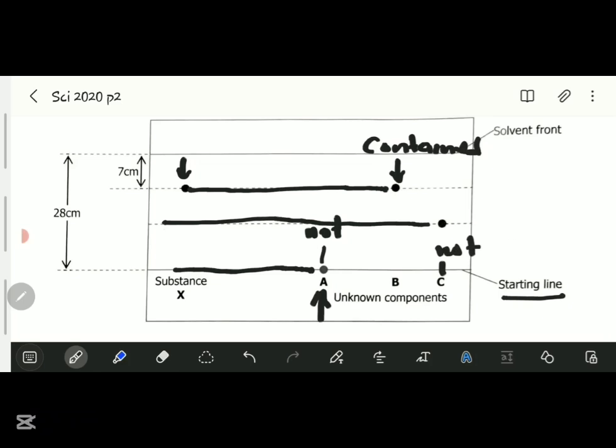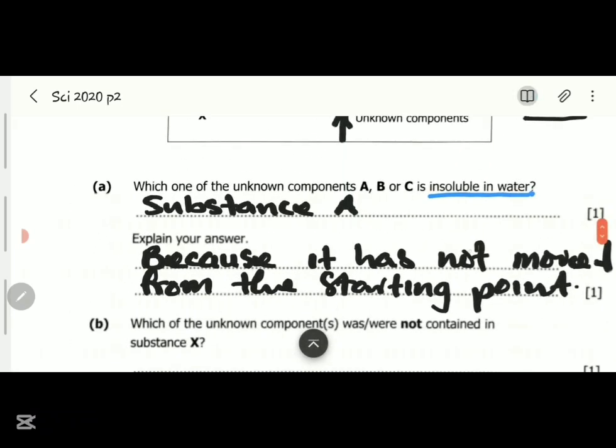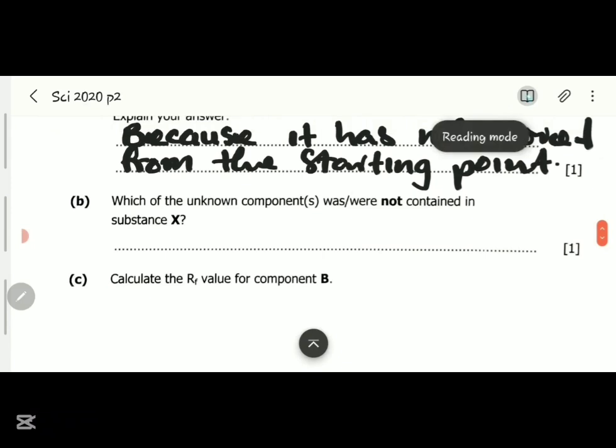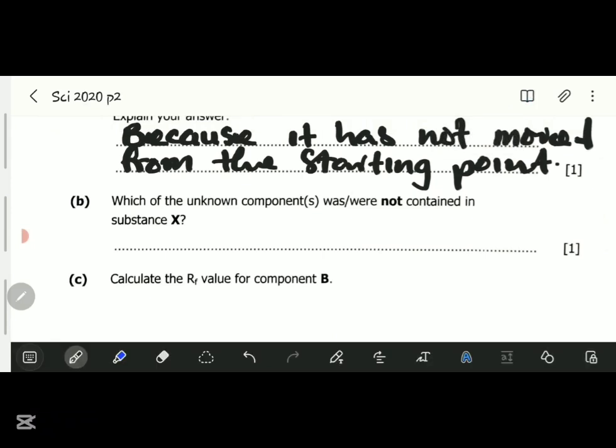So we've got two components. We've got A and C. So A and C are not contained in substance X.